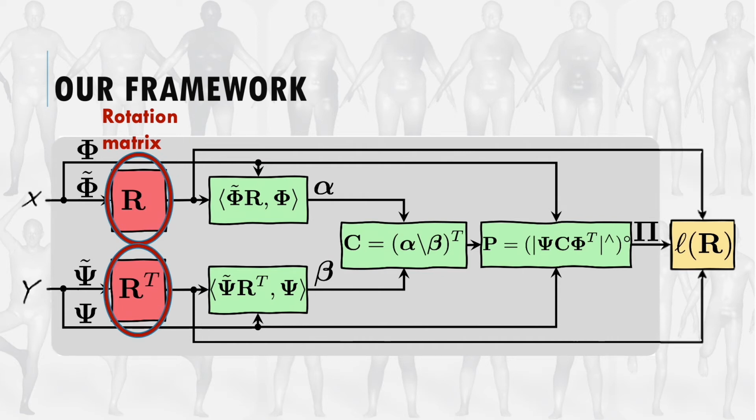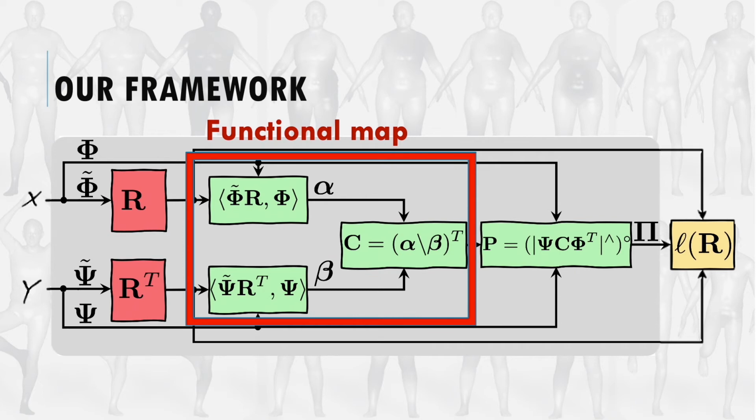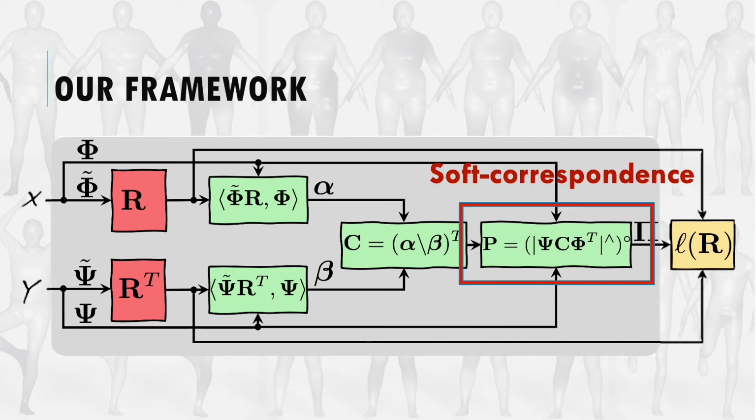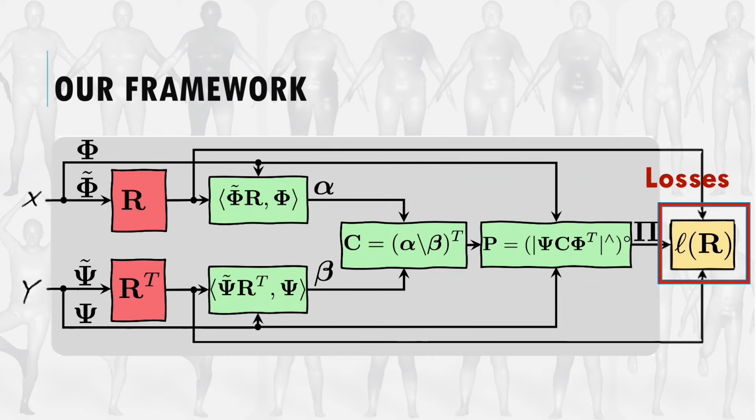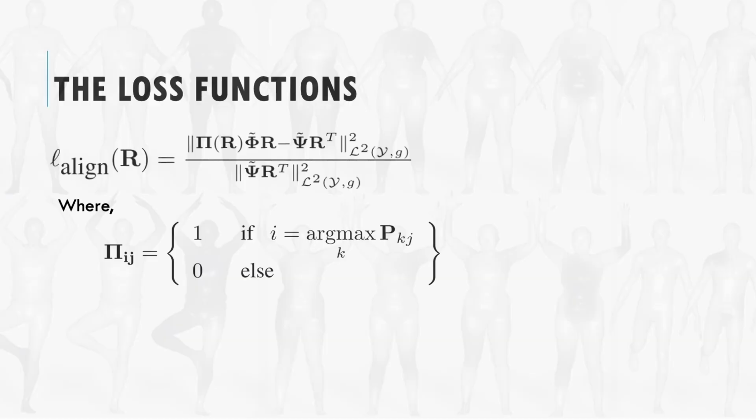Then we input the product to the functional map framework and the output is the functional map C. We use C to create the soft correspondence matrix P, and we use this soft correspondence as an input to our three losses, on which I will talk next. From those losses, we backpropagate the gradient to the matrix R.